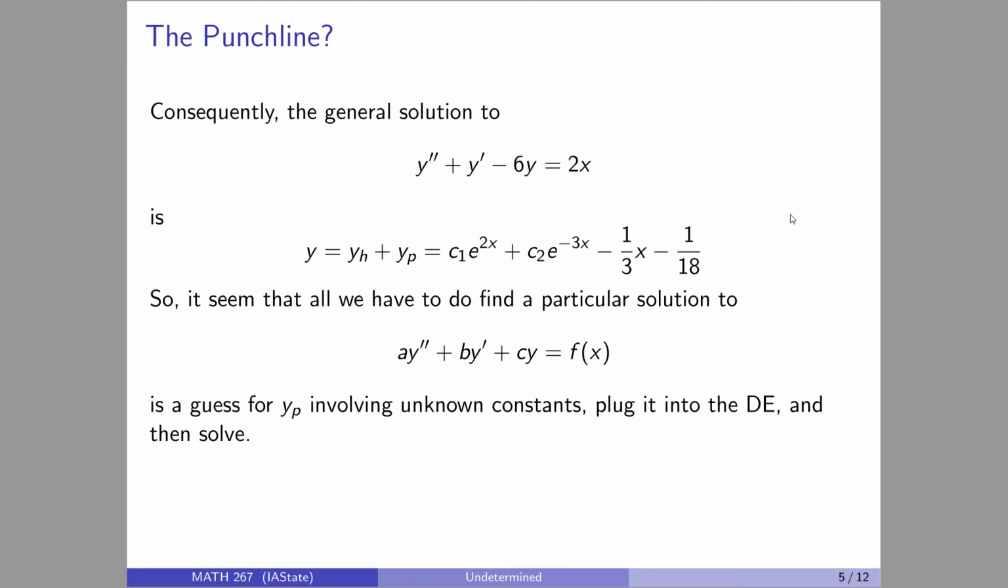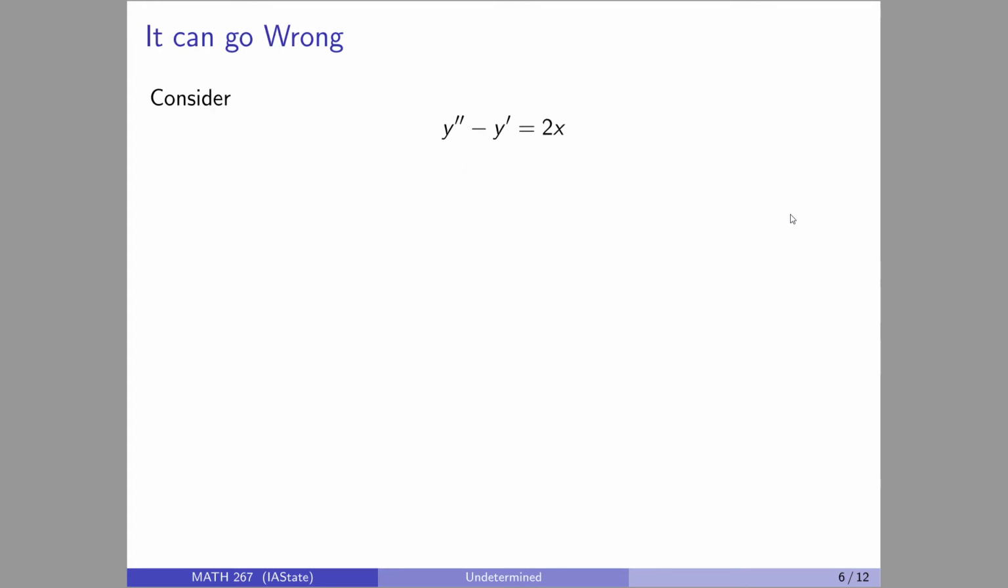So this seems to indicate, from this example and the one we saw much earlier, that all we have to do is make a pretty solid guess, have some unknown constants, plug it in, and solve. Can't be that easy, can it? Alright.